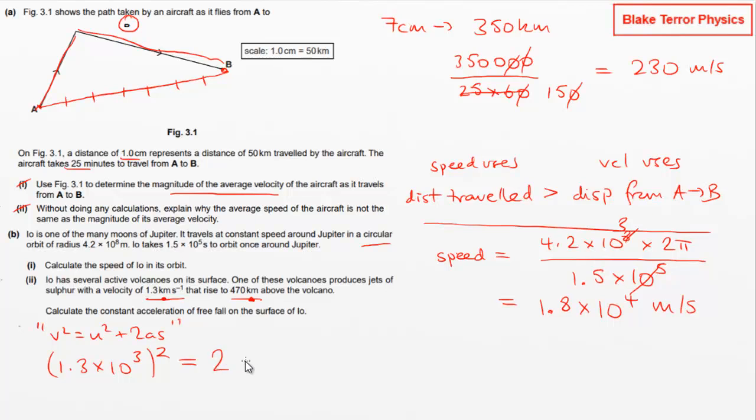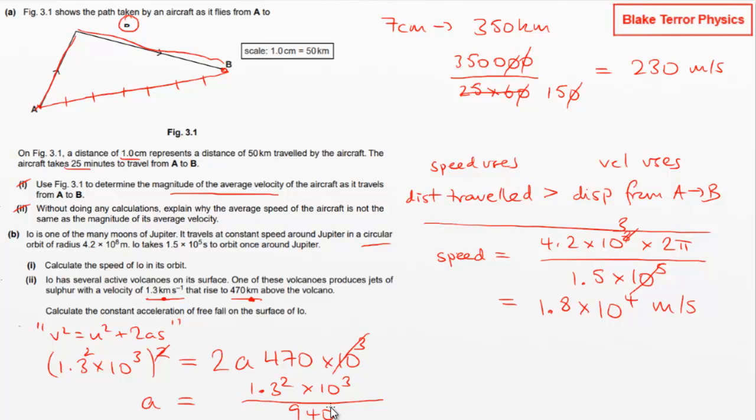So 2 times a times 470 times 10 to the 3. Okay, so we can get rid of that 10 to the power 3 with one of the ones on the other side. So take that off there and square that. So the acceleration is going to be 1.3 squared times 10 to the 3 divided by, is that 940?